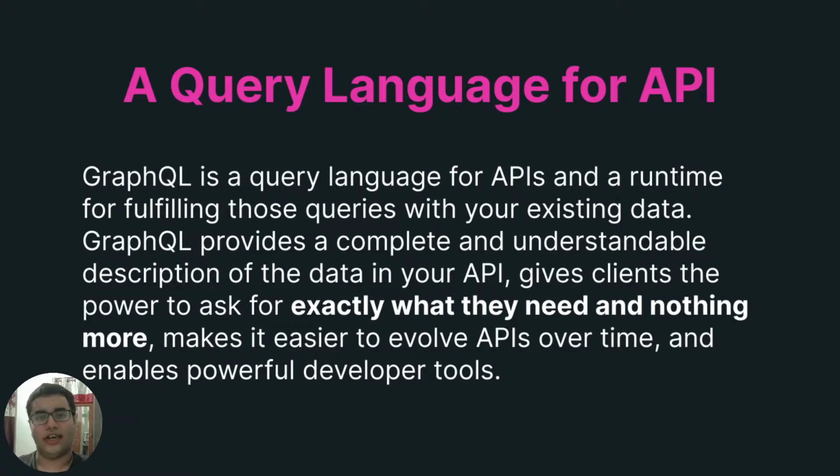So according to the definition given in the official documentation of GraphQL, GraphQL is a query language for API and a runtime for fulfilling those queries within existing data. GraphQL provides a complete and understandable description of the data in your API, gives clients the power to ask for exactly what they need and nothing more, makes it easier to evolve APIs over time, enables powerful developer tools. So, what exactly GraphQL is? As highlighted, GraphQL gives you exactly what you need and nothing more.